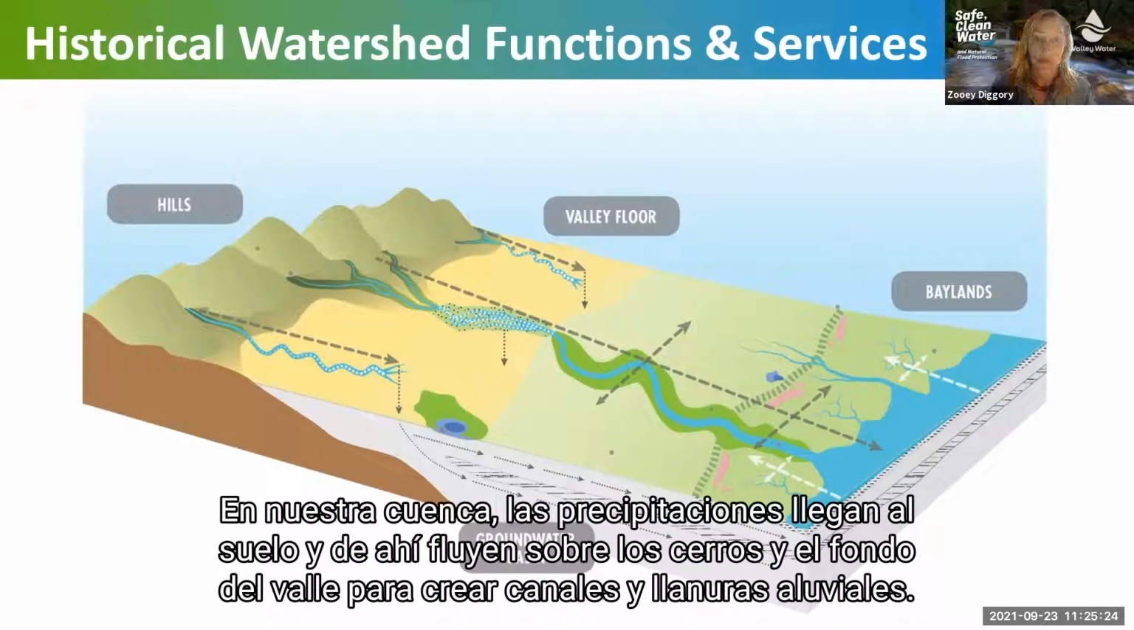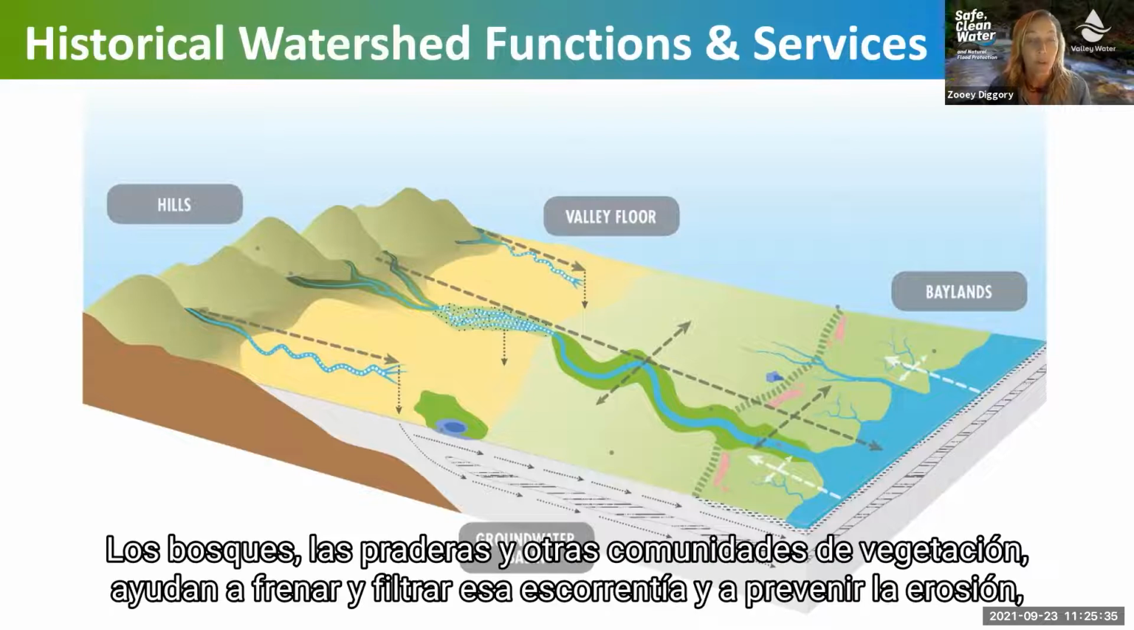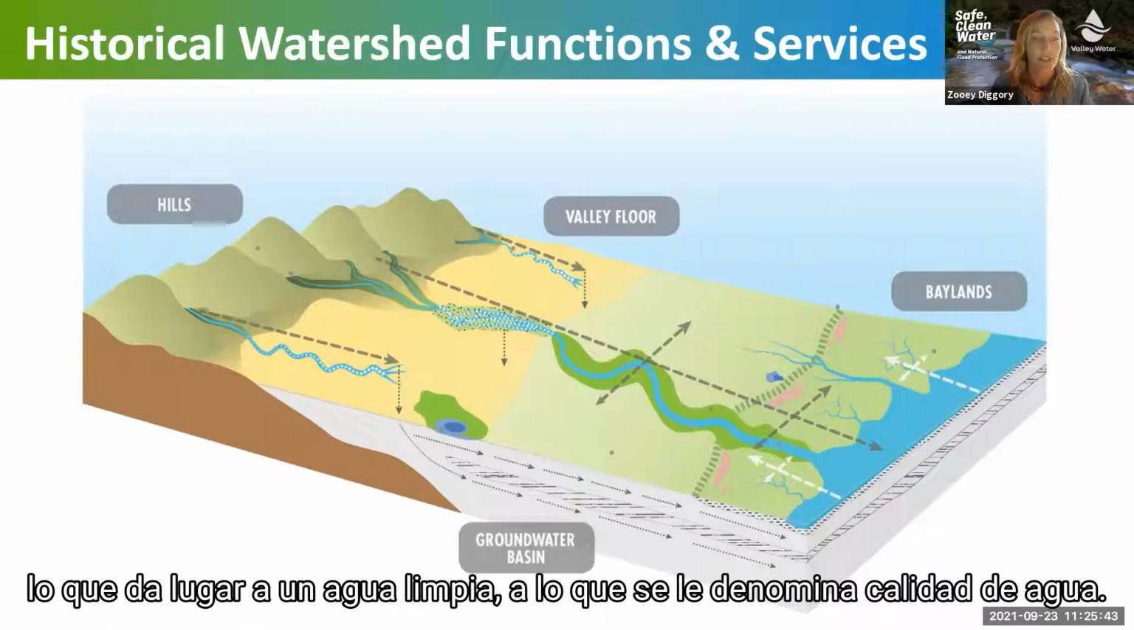In our watershed, rainfall hits the ground and flows over the hills and valley floor to create stream channels and floodplains. And these are referred to as runoff. The forests and the grasslands and other vegetation communities help to slow and filter that runoff and prevent erosion, which results in clean water, which is referred to as water quality.